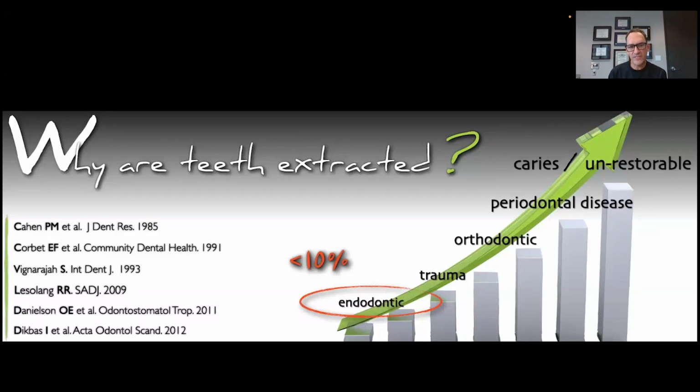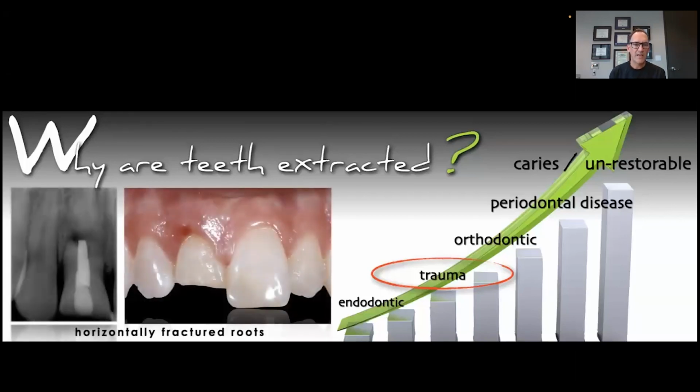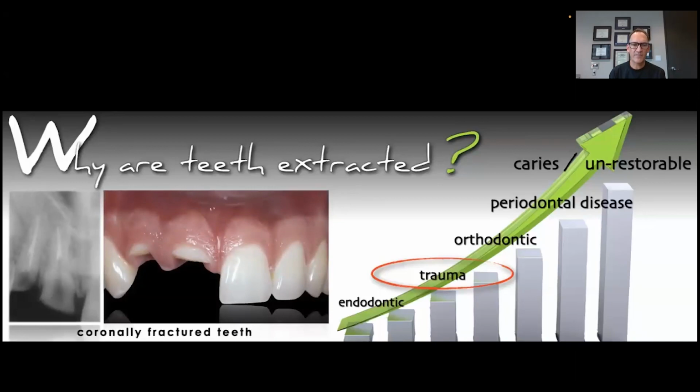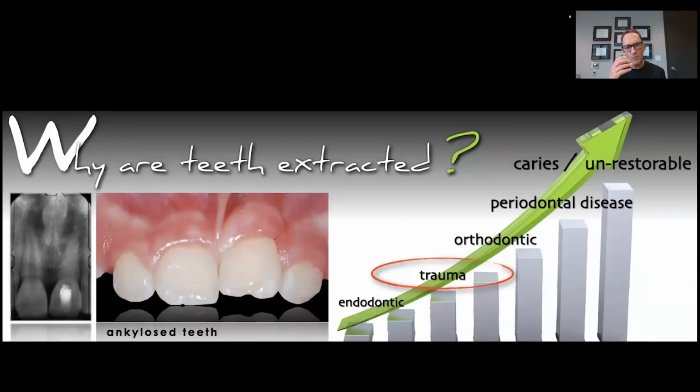The large majority of teeth that are extracted are typically extracted due to trauma. A trauma can manifest in different ways. You might have roots that are horizontally fractured and you take those teeth out. Maybe you have teeth that have a coronal apical fracture, so a little bit above tissue, obliquely fracturing down below tissue. And then oftentimes when you have trauma, maybe you get partial subluxation, or maybe the tooth is completely avulsed, and then they become ankylosed. And then we say we need to take them out.